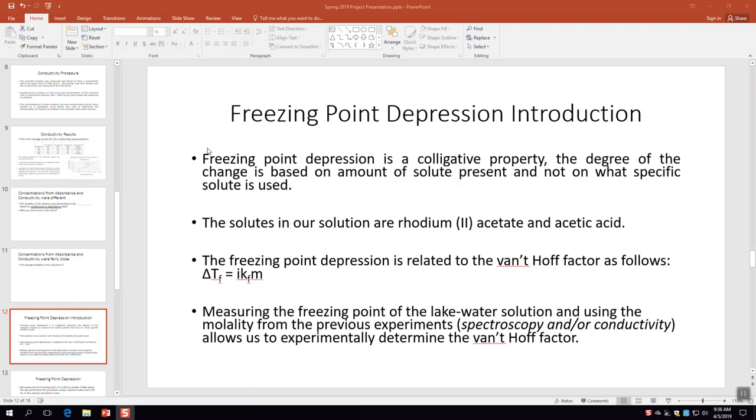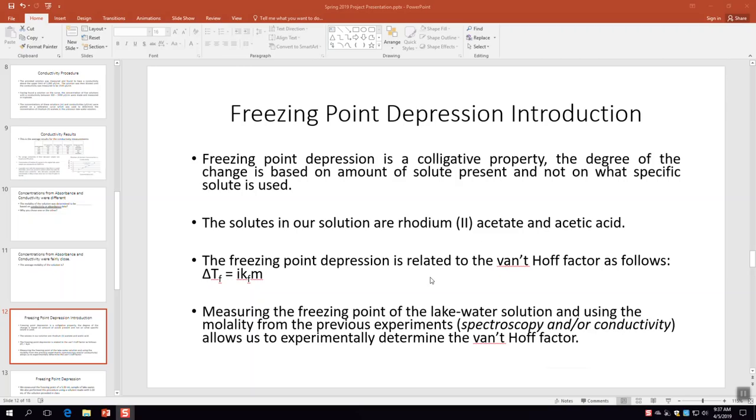Freezing point depression is a colligative property. So that means that the degree of change depends on the number of particles in solution, but not on the specific identity of those particles. In our unknown lake water solution, rhodium 2 acetate and acetic acid were present. In our known solution, we simply had rhodium 2 acetate in water.